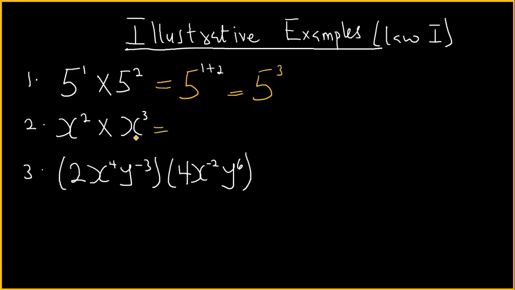We have x as the base, we have 2 as the power, multiplying another x as a base and 3 as the power. So x is now taken as our base and the powers are summed up.